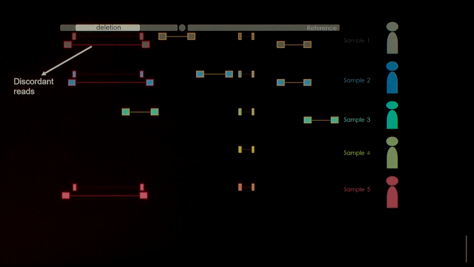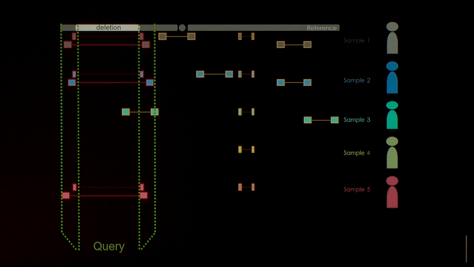We begin by taking away all the normal reads, and we're left with the discordant reads. And really from here, we index and it becomes a query problem. So for a given variant, say given a deletion, we find all alignments that support this variant.